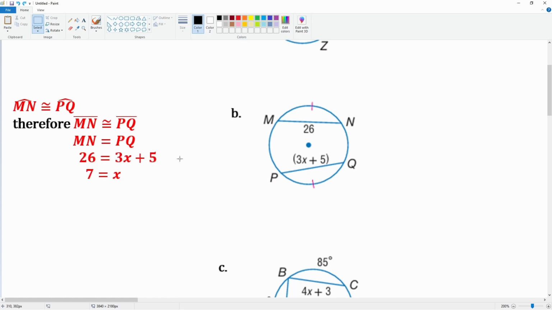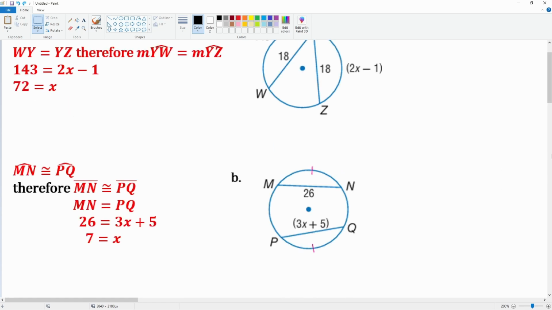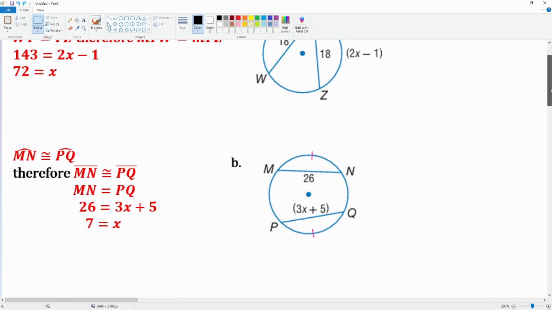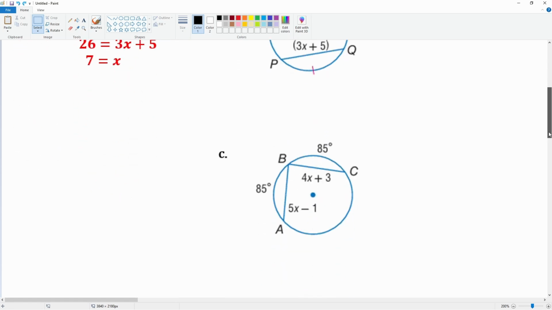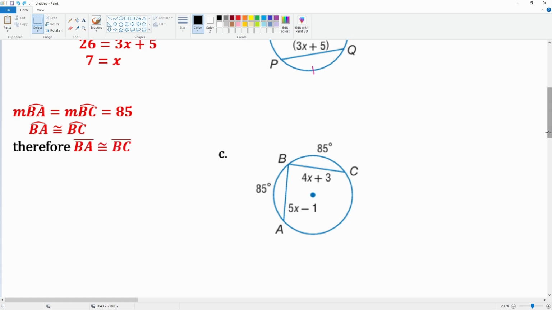Okay, last one. The last one here is C. Notice that the two arcs are the same, both 85. Arc BA is congruent to arc BC. They're both 85, so you can set them equal to each other. The arcs are congruent. Therefore, their line segments are congruent. BA is congruent to BC. Therefore, the measurement BA is equal to BC.